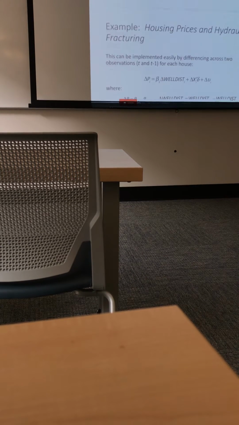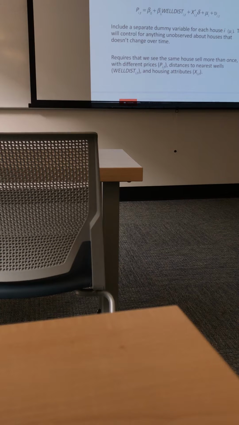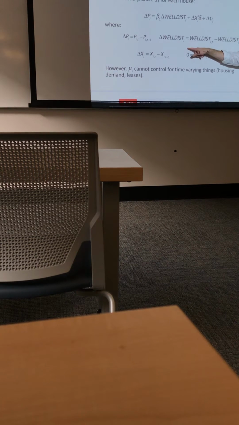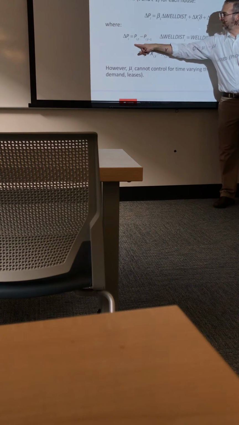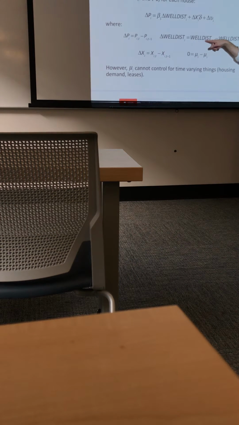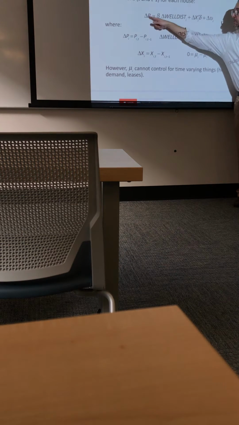So if you think about what this regression up here looked like, if I've got the price of the house in period t, and then I've also got it in period t minus 1, that could be like the year 1997 and 2003, or take any pair of years, and I take those differences across the two periods, the fixed effect is the same in both periods, so it drops out, right? And now what I'm doing is I'm regressing the difference in the house price on the difference in the well distance, which actually then requires that over the period when I see the house sell twice, something changes about the well exposure.